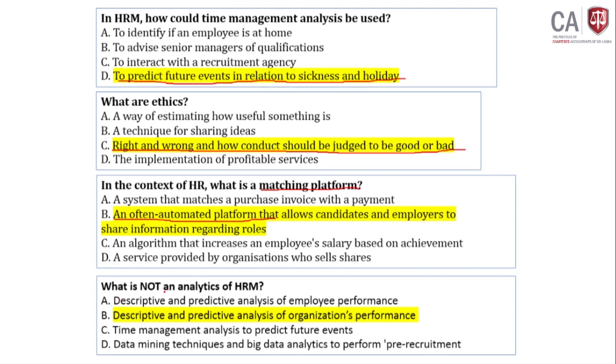What is not an analytics of HRM? Descriptive and predictive analysis of organization performance. And predictive analysis of employee performance, yes, employee performance is an HR thing. Time management analysis is an HR thing. Data mining technique and big data analysis to perform pre-recruitment. We talk about pre-recruitment. That was analysis. So this is what is not the analytics of HRM. Okay.